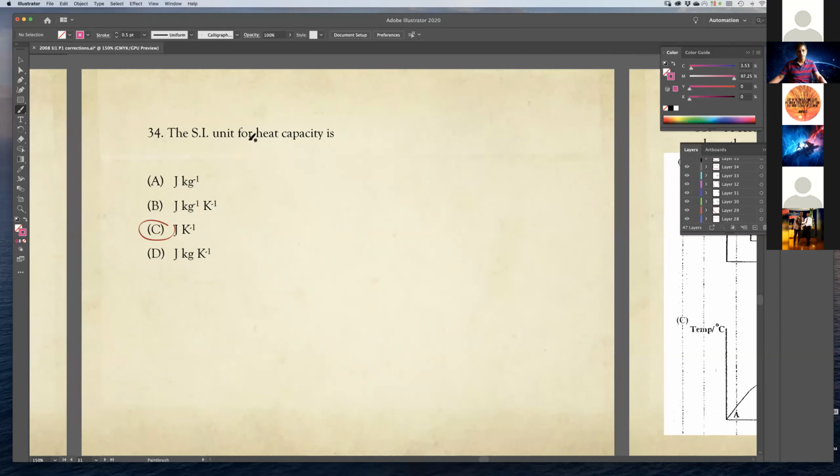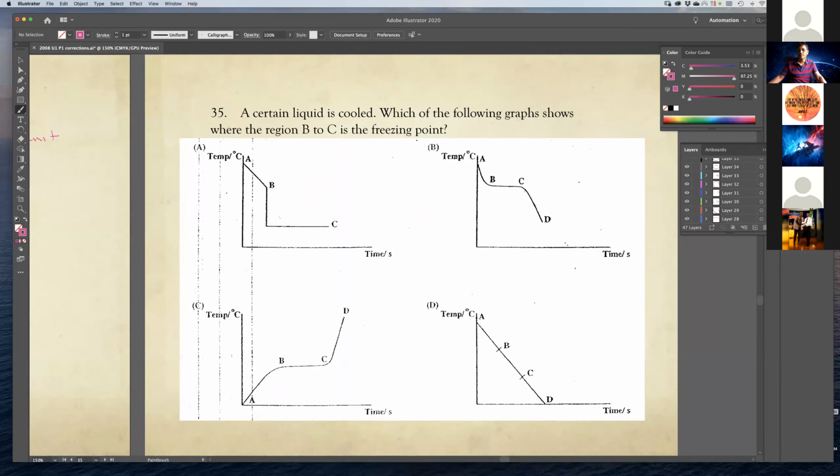easy. All right, the definition of heat capacity is the heat energy required to produce unit temperature change. Heat capacity C is equal to the heat energy required to cause unit temperature change. That's a defining equation, and therefore the units will be joule per Kelvin. Good. Next one, basic again. That's pretty straightforward.